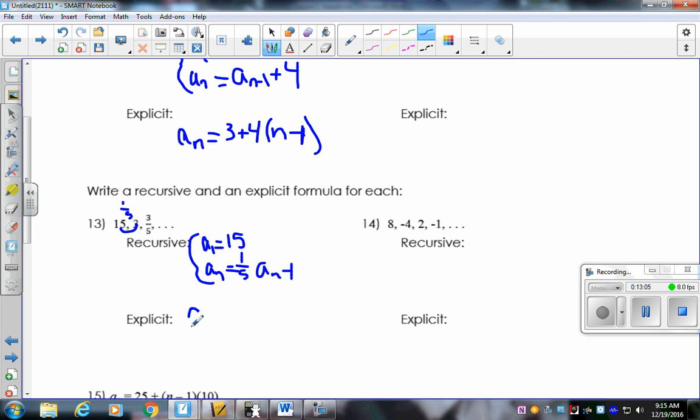And then my explicit formula, same number, first number in the pattern, which is 15. Now put your ratio in parentheses, please, especially if it's a fraction or especially if it's a negative, times n minus 1. Okay, and those are just my 2 formulas.